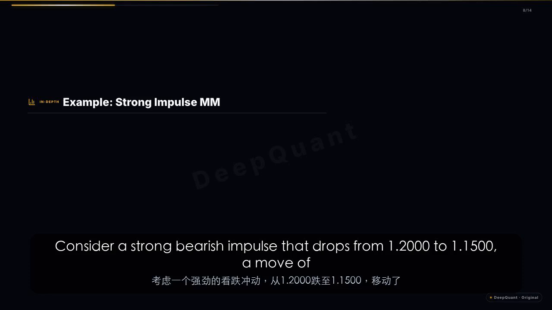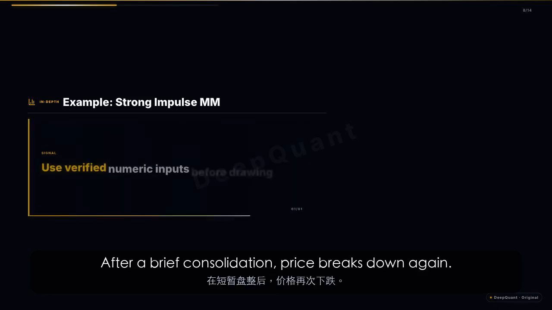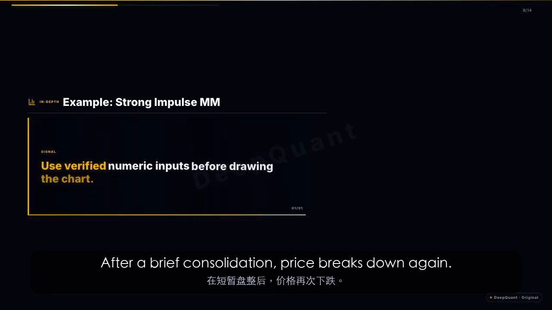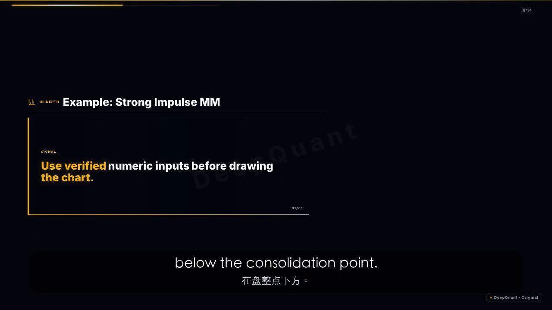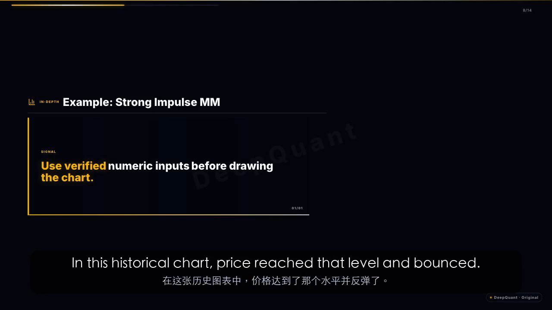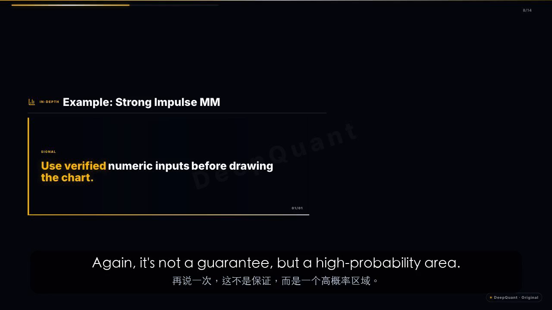Consider a strong bearish impulse that drops from January 2000 to 1.1500, a move of 500 pips. After a brief consolidation, price breaks down again. The strong impulse projects a target of 1.1000, which is another 500 pips below the consolidation point. In this historical chart, price reached that level and bounced. This shows how the measured move can be used to anticipate a potential reversal zone. Again, it's not a guarantee, but a high probability area.